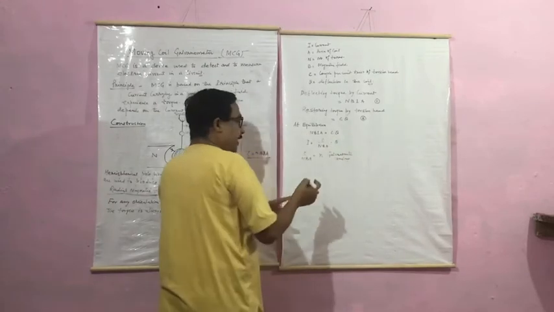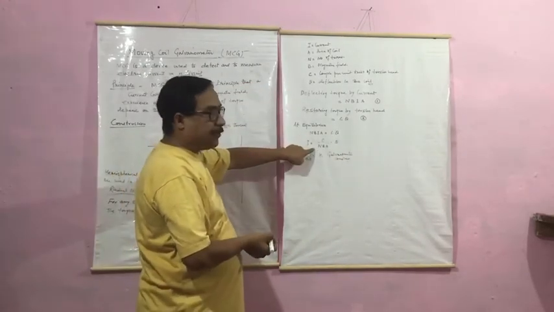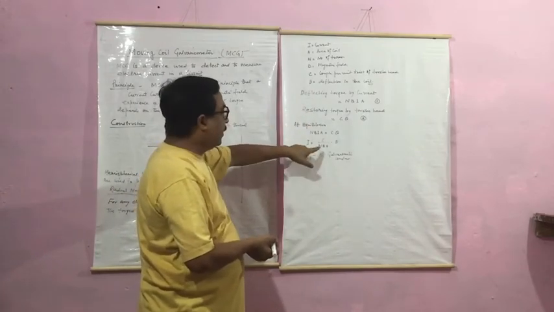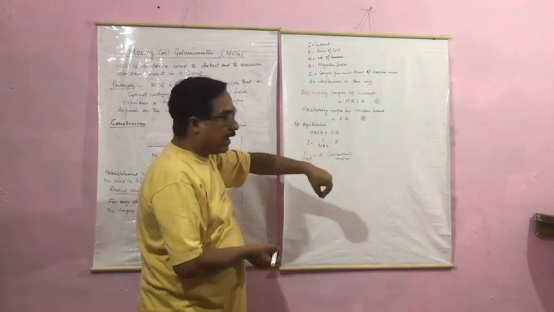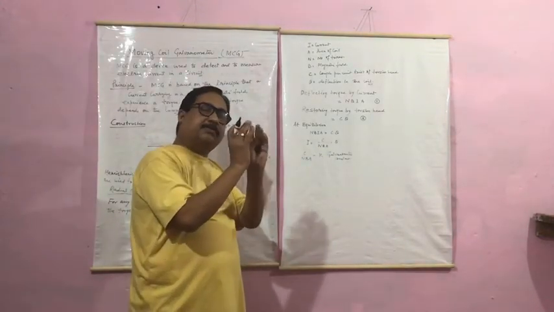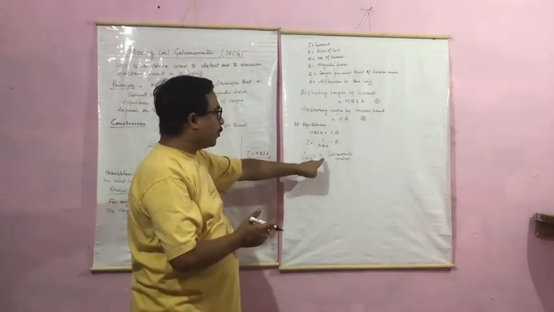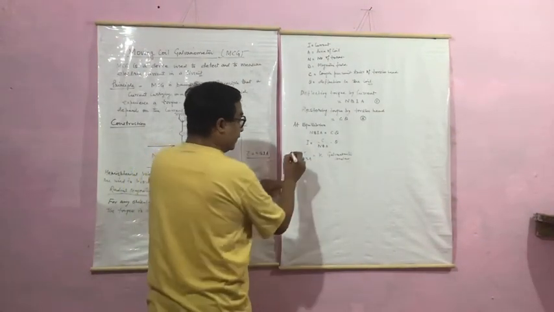Because C, that is couple per unit twist, that is the property of the torsion head. N, number of turns, property of that galvanometer. B, strength of magnetic field, of the galvanometer. A, area of the coil. So C upon NBA is fixed for a specific galvanometer. That is what is called galvanometer constant, denoted by K.